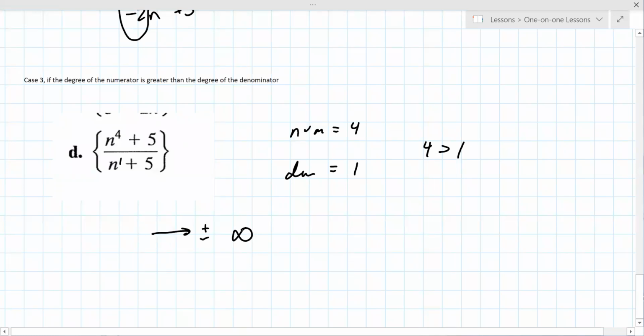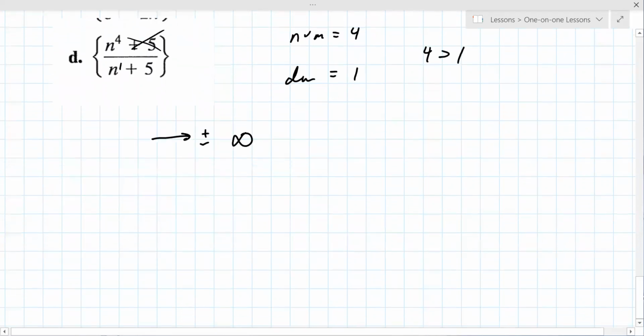And now how do we choose? In your problems, I think it's almost always going to go to positive infinity, but if there was a negative here, then it would go to negative infinity. What if it was n to the fourth minus 5? That doesn't matter. It's just the sign in front of the coefficient.